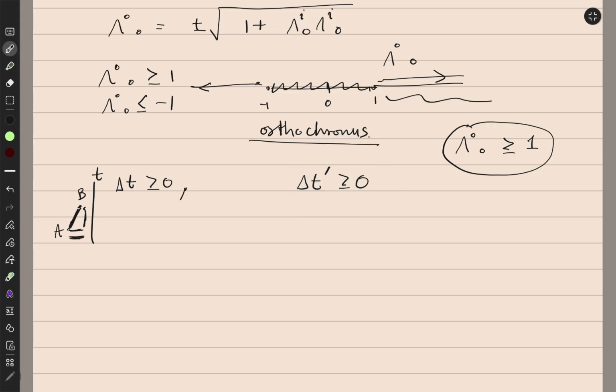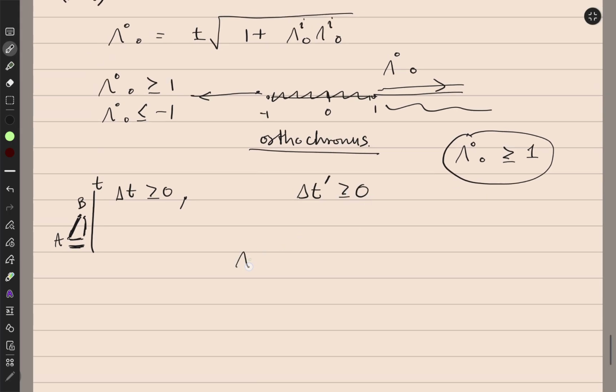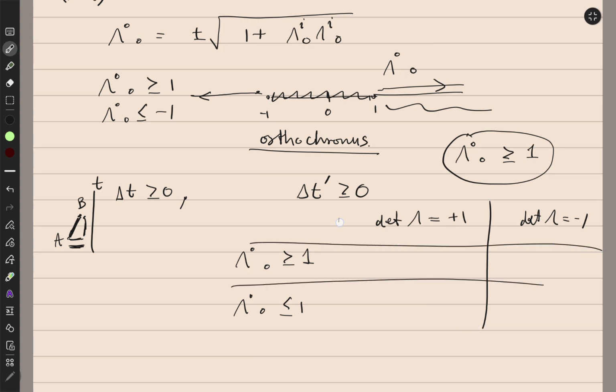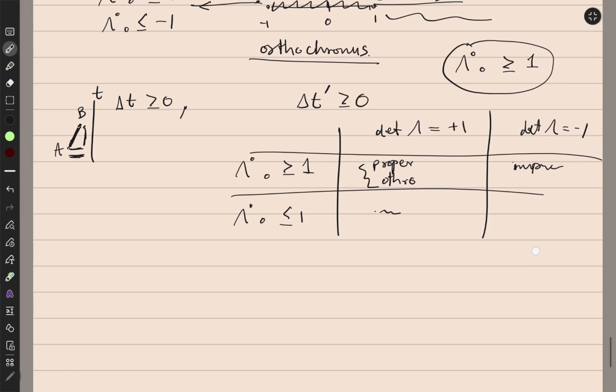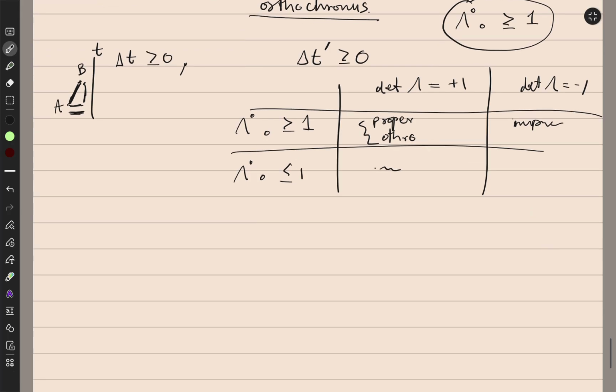Okay, anyway. So yeah, we have 4 things now. We have this lambda 0 0, which can be greater than 1 or smaller than 1, and we have the determinant of the whole matrix, which can be +1, or it can also be -1. This one is called the proper orthochronous subgroup, and usually we deal with this only. Then this one is simply improper orthochronous. This one would be proper non-orthochronous, and so on, improper and non-orthochronous. There are other subgroups as well.